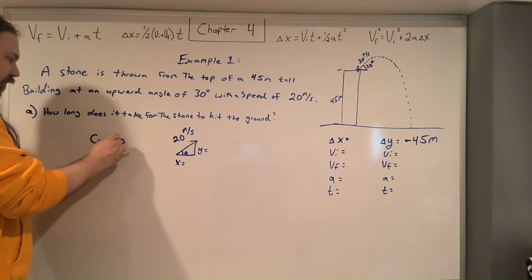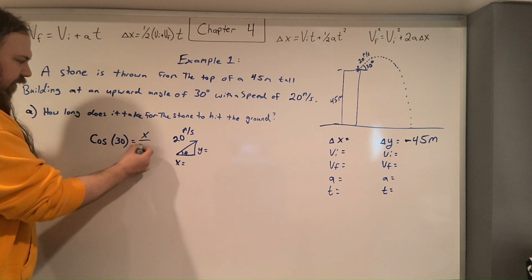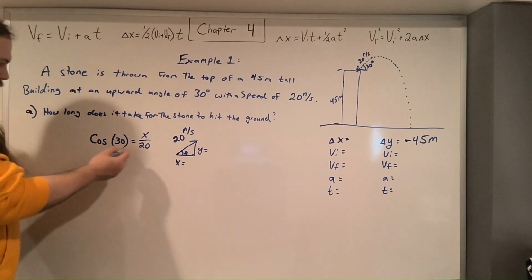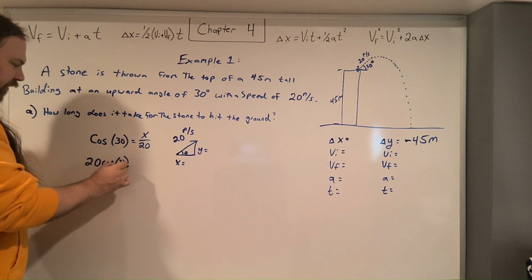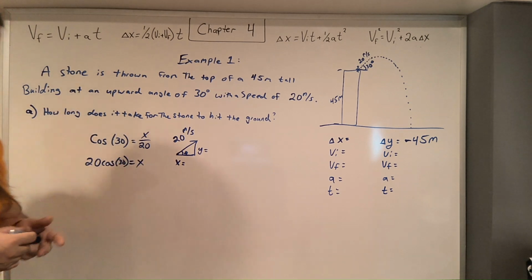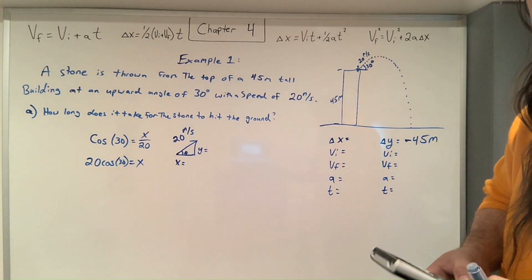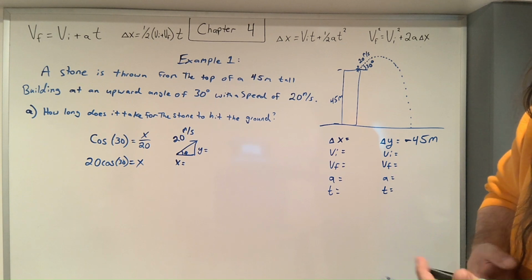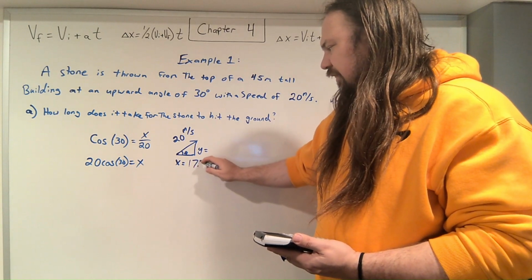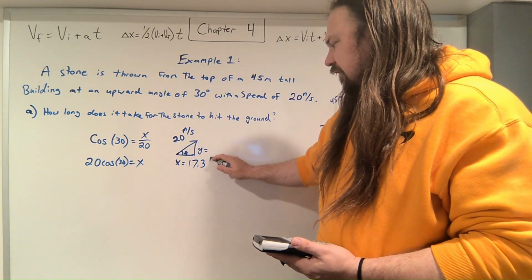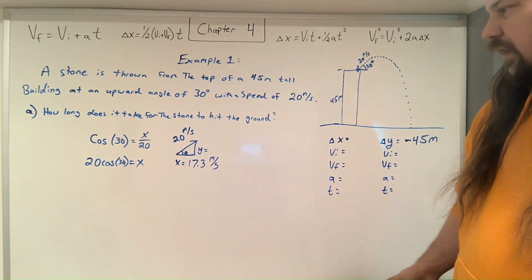So again, if we remember, we have cosine of the angle. What's the angle here? 30 degrees. Okay, is equal then to the adjacent, x, over the hypotenuse, 20. So to figure out x, I'm going to have 20 times the cosine of 30 degrees. Okay. So let's grab a calculator. Let's figure out what that is. 20 times the cosine of 30 degrees gives me 17.3. Okay, so the x portion is 17.3. And what's the units? Well, it's the initial velocity. It's the same as the hypotenuse. It's meters per second.